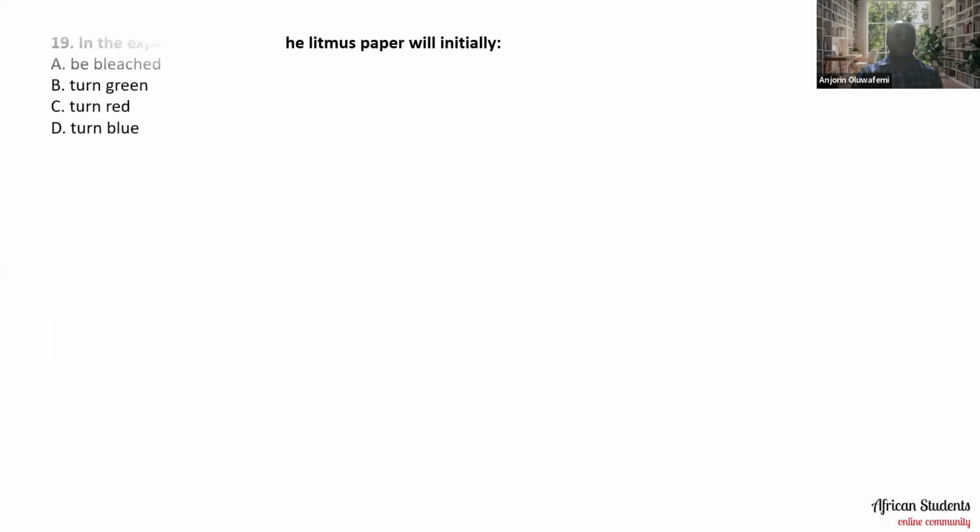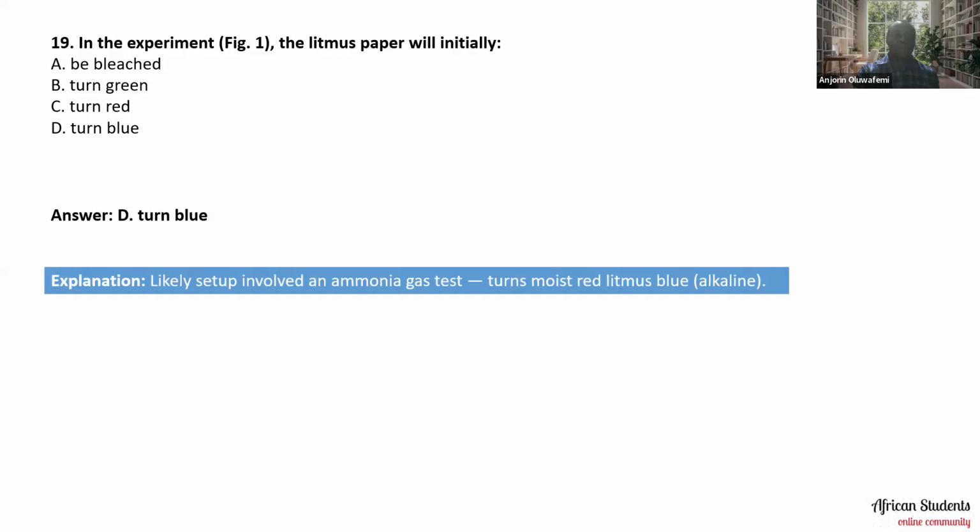Okay. In the experiment, the litmus paper will initially be bleached. It will turn green, it will turn red, it will turn blue. It will turn blue, and this is a likely setup involving an ammonia gas test, and that turns red litmus paper to blue. Okay.